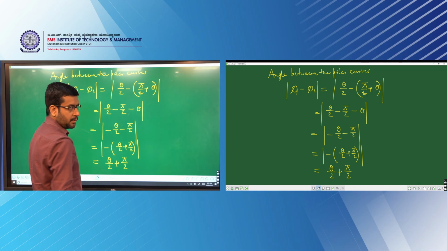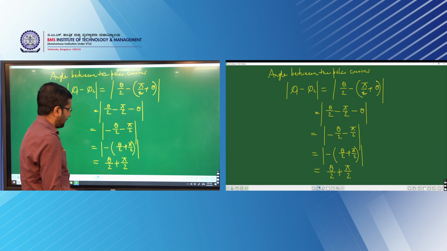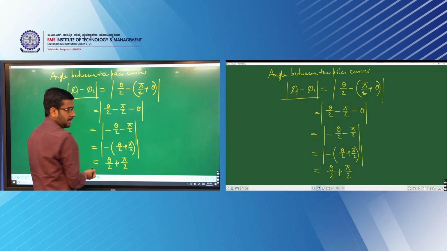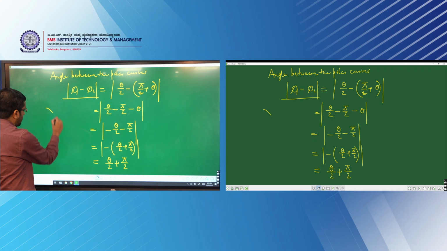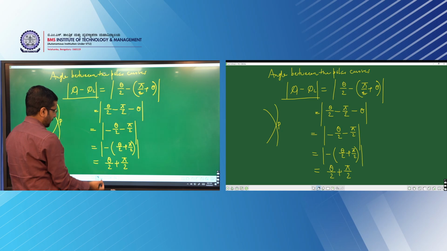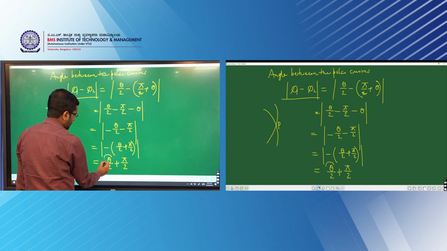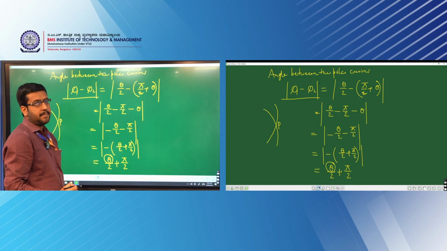Now one thing you have to note down: if you stop here, then 1 or 2 marks may be deducted in the exam, because your final answer, the angle between the two polar curves, must be a constant. The answer should be a constant, because the two polar curves are intersecting at this particular point. The final answer should not contain any variable. Pi by 2 is 90 degrees, a constant. But here you see this theta term is present. Final answer should not contain any variable.